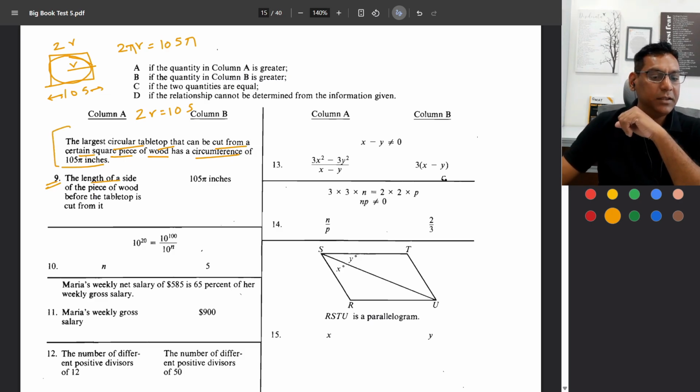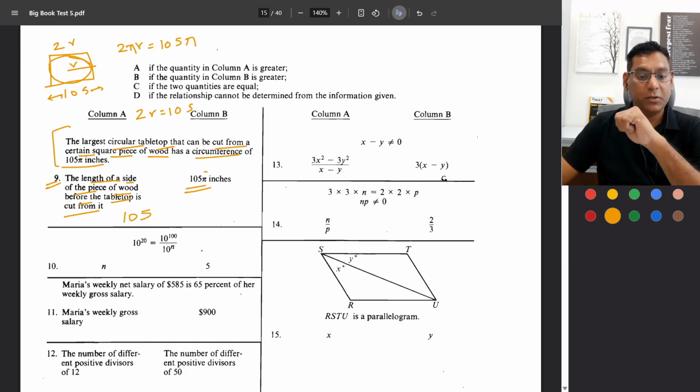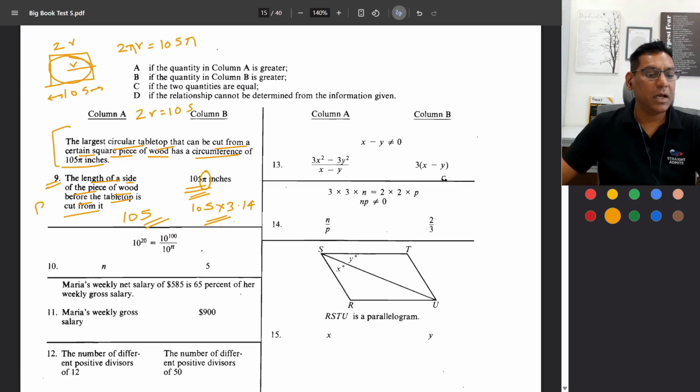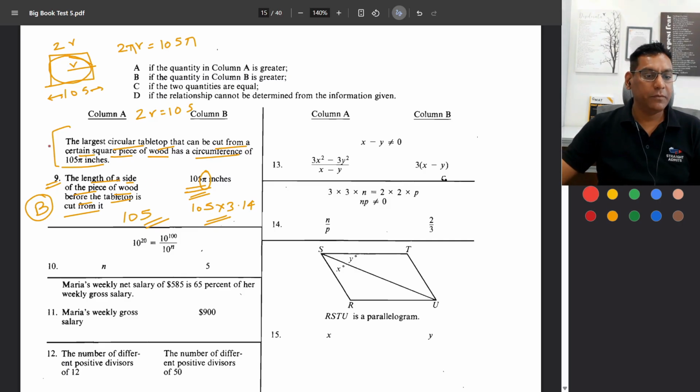Now let's look at the question. The length of a side of the piece of wood before the tabletop is cut from it. What is the length of the side? Length of the side is 105 inches. And what I have here is 105 pi inches. Don't miss this pi. It's 105 pi, which is going to be 105 into 3.14. So this is just 105, and this is 105 multiplied by 3.14. So this quantity is going to be bigger. Answer choice B. Math wise, this question is fairly straightforward. What I sort of liked in this question is it's a little complicated to read.